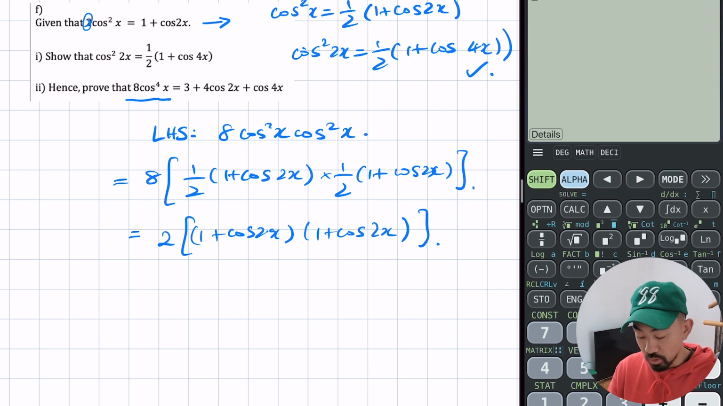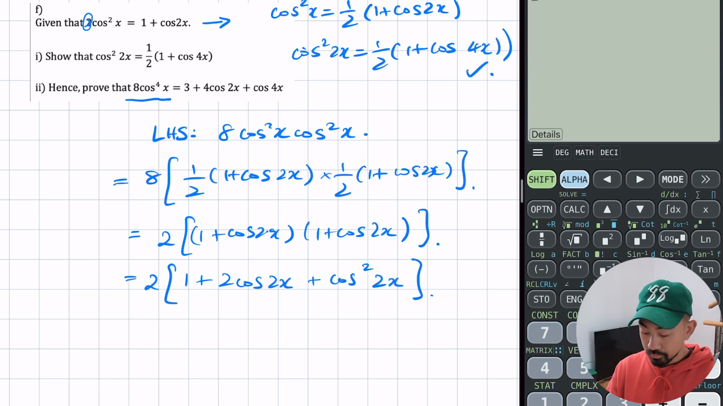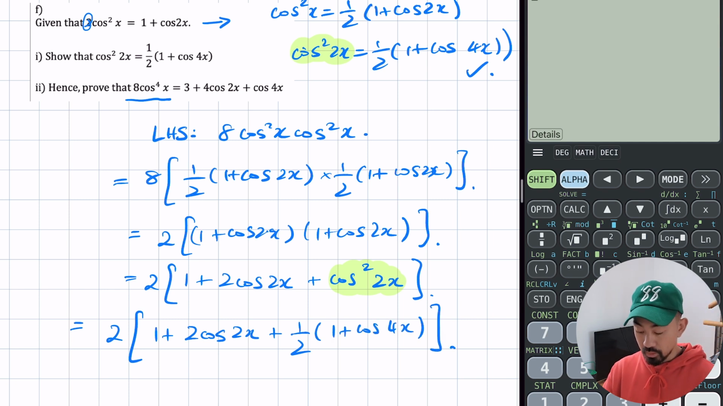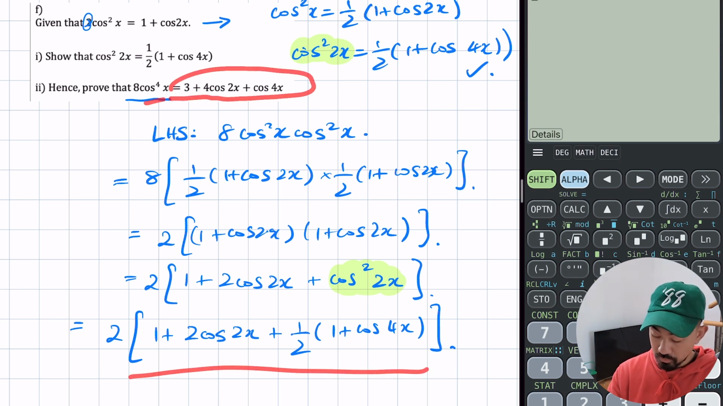Okay, now next logical thing would probably be just to expand the inside. Okay, so 1 plus 2 cos 2x plus cos squared 2x. Okay, almost there. Now, once again, hopefully you realize this is just this bit here. So I can also replace that. 1 plus 2 cos 2x plus 1 half (1 plus cos 4x). Okay, now I'm getting pretty close. If you compare what I have here to what I need up here, it's getting closer.